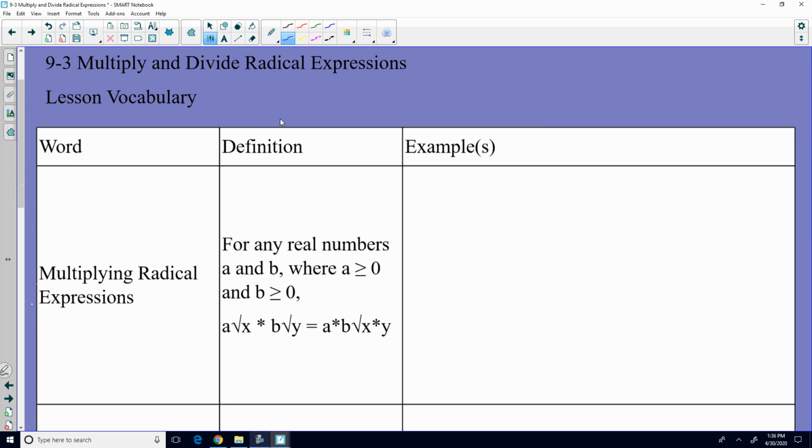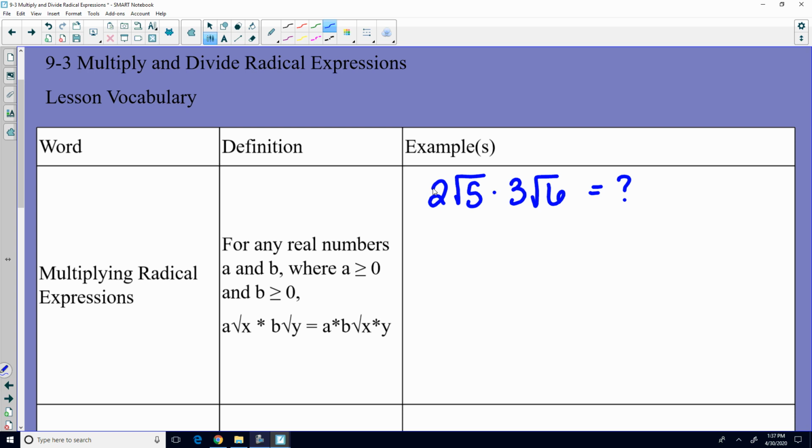There are a couple things on the front of the note sheet. We're only going to do the first one about multiplying radical expressions. To multiply radical expressions, it's very similar to multiplication. I'm going to throw an example up there to help you understand this. If I have 2 square root of 5 times 3 square root of 6, I am multiplying two radical expressions, and I want to know what that equals.